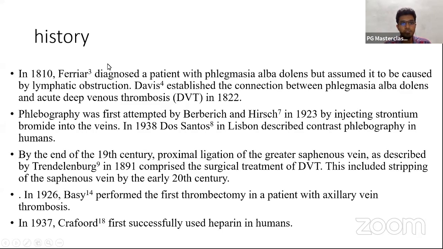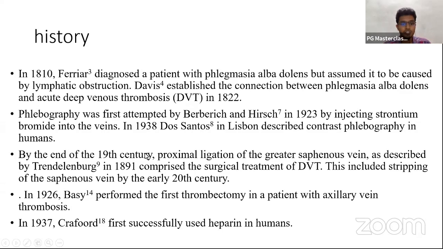Coming to the history of deep vein thrombosis, in 1810, Ferrier diagnosed a patient with phlegmasia alba dolens, but assumed it to be caused by lymphatic obstruction. Davies established the connection between phlegmasia alba dolens and acute deep venous thrombosis in 1822. Phlebography was first attempted by Berberich and Hirsch in 1923 by injecting strontium bromide into the veins. In 1938, Dos Santos in Lisbon described contrast phlebography in humans.